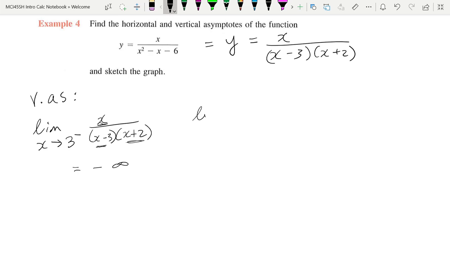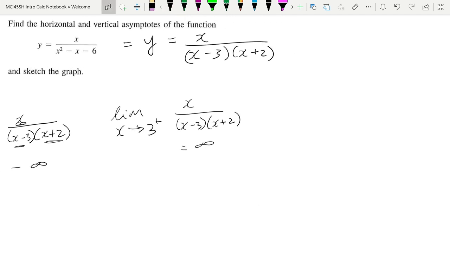Now let's see what happens when I approach that limit from the right. Write the function down again. If I put in a number a little bigger than 3, very close to 3, but just a very tiny bit bigger, now this part's still positive. That's positive, that's positive. So overall, this function must be approaching positive infinity.